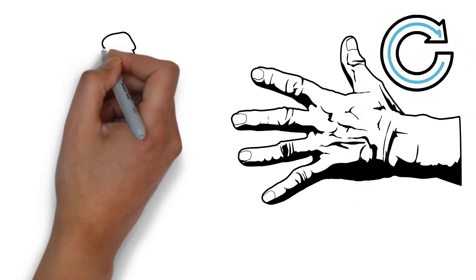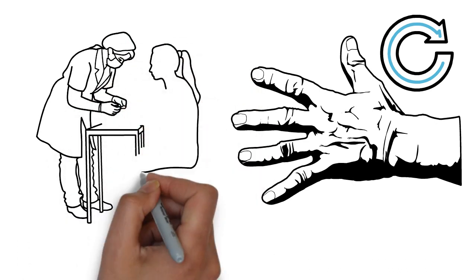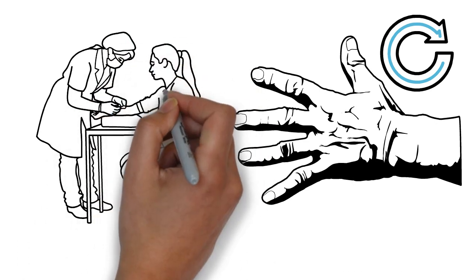So the phlebotomist should ensure that the skin is pulled taut and the vein is well anchored down prior to the needle insertion.